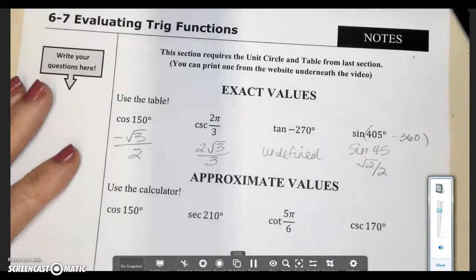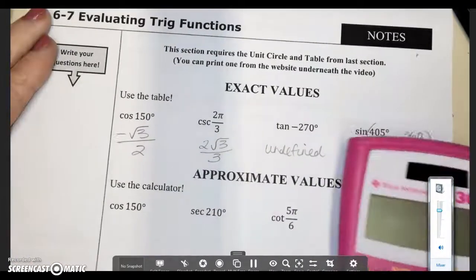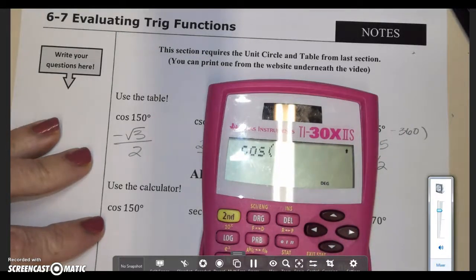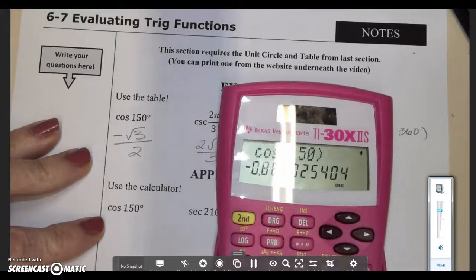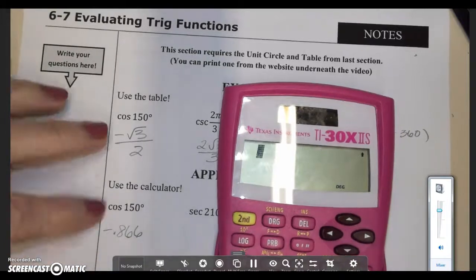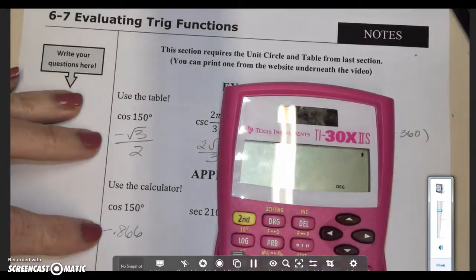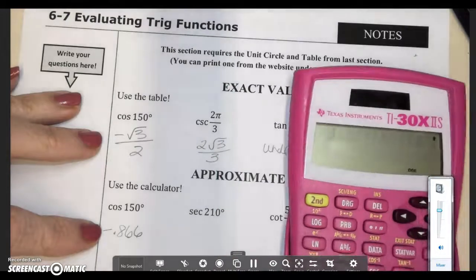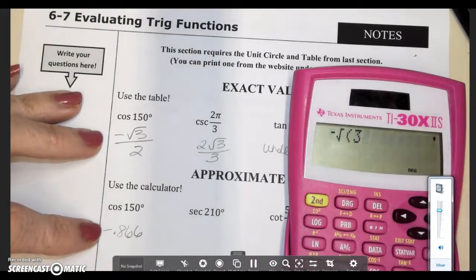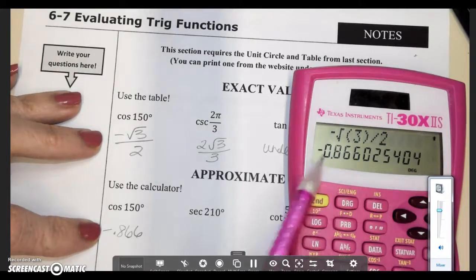Okay, so now let's use the calculator and see what we come up with. So let's do cosine of 150. And that gives me negative 0.866. Okay, if I put in this same value, these two should be the same value, right? So let's check. Negative square root of 3 divided by 2. And that's going to give me the same value.